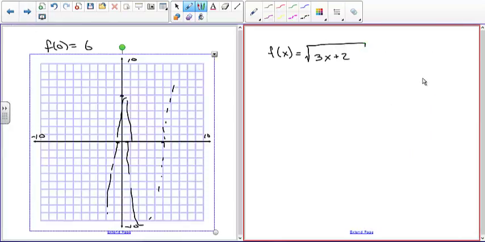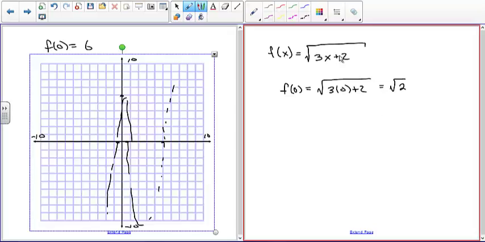Then you've got a square root function. So again, we can have zeros, x-intercepts, and we can have y-intercepts. The y-intercept is where you set x equal to 0. So you get the square root of 3 times 0 plus 2. So the y-intercept is the square root of 2.